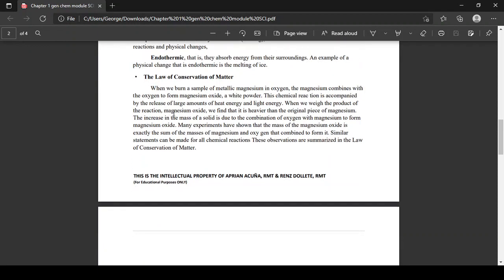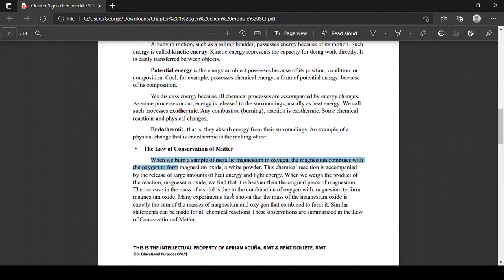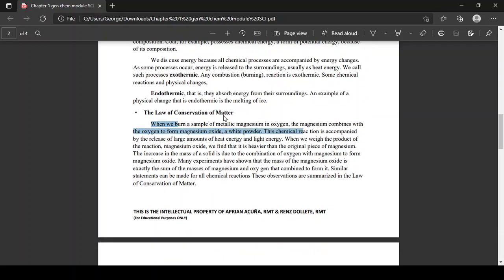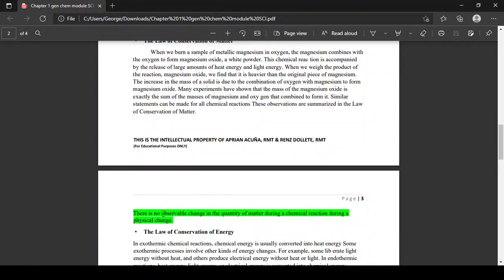Kids, the law of conservation of matter. Before I read the statement, let us read the statement before the example. Kids, there is no observable change in the quantity of matter during a chemical reaction or during a physical change. So what does it mean, kids? There is no observable change in the quantity of matter during a chemical reaction or during a physical change.